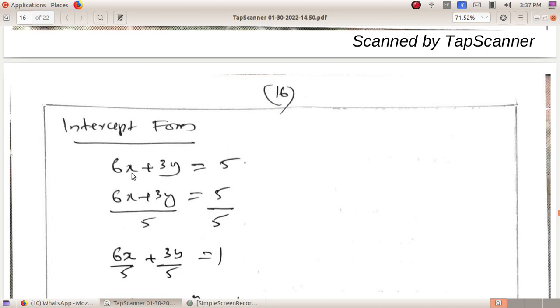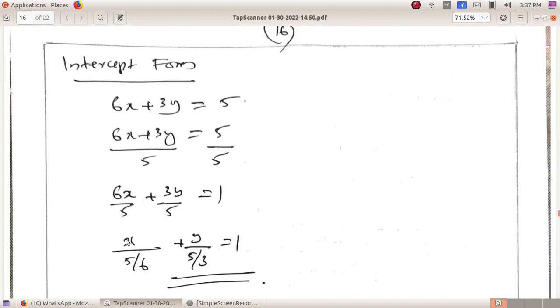Then intercept form. Question is this one. 6x plus 3y is equal to 5. You divide the whole expression by this 5 because we need to get 1 here. So divide by 5, divide by 5. This becomes 1 because our formula is what? x by a plus y by b is equal to 1. So here now we obtained 1. So 6x by 5, splitting, 3y by 5. Okay. So x by 5 by 6, so you take the reciprocal. See here 6 by 5, then 5 by 6, plus 3 by 5, or 5 by 3. So x by a plus y by b is equal to 1. This is the intercept form.